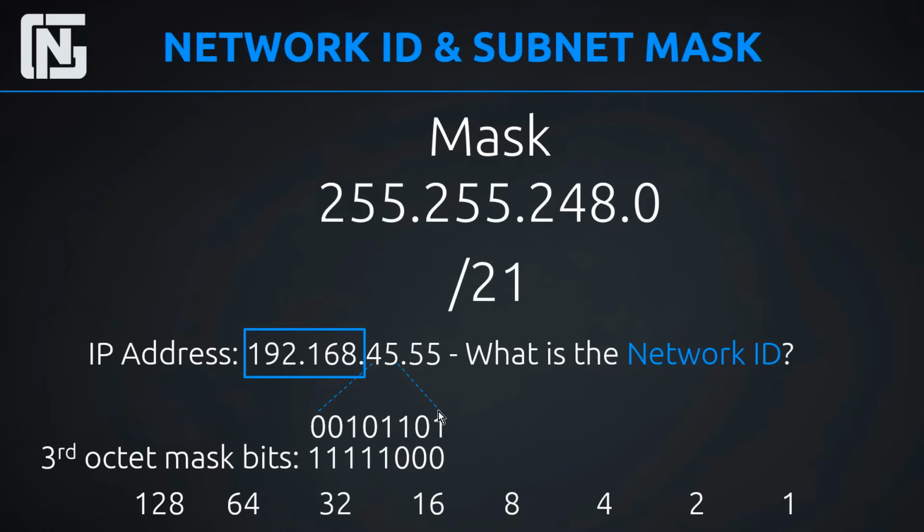These other bits are actually host bits. They don't have anything to do with the network ID. Only the mask can tell us exactly which bits to use in our network ID. So far they've told us 192.168, and now they've told us also these bits here, meaning that 32 plus 8 equals 40. So again, in this example, our network ID is actually 192.168.40.0.